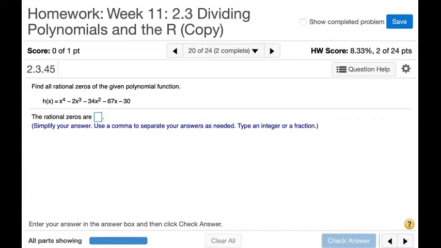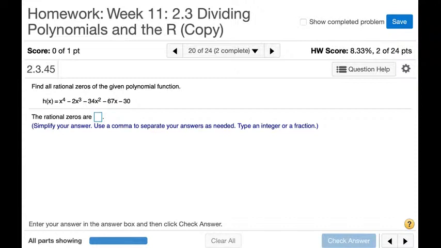Okay. Let me see. I feel inclined to start with 1. Actually, do we have any fractions? We don't have any fractions. Okay. Yeah, let's just start with 1. That's the simple thing. So if we check the exponents, 4, 3, 2, 1, 0. So the exponents are clear. Let's see. So we got 1, negative 2, negative 34, negative 67, negative 30.